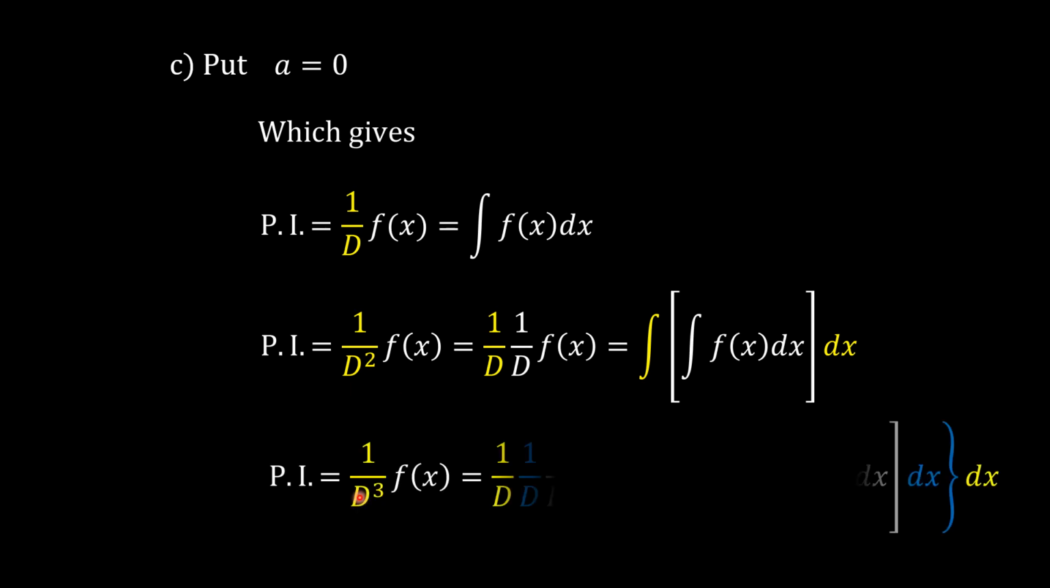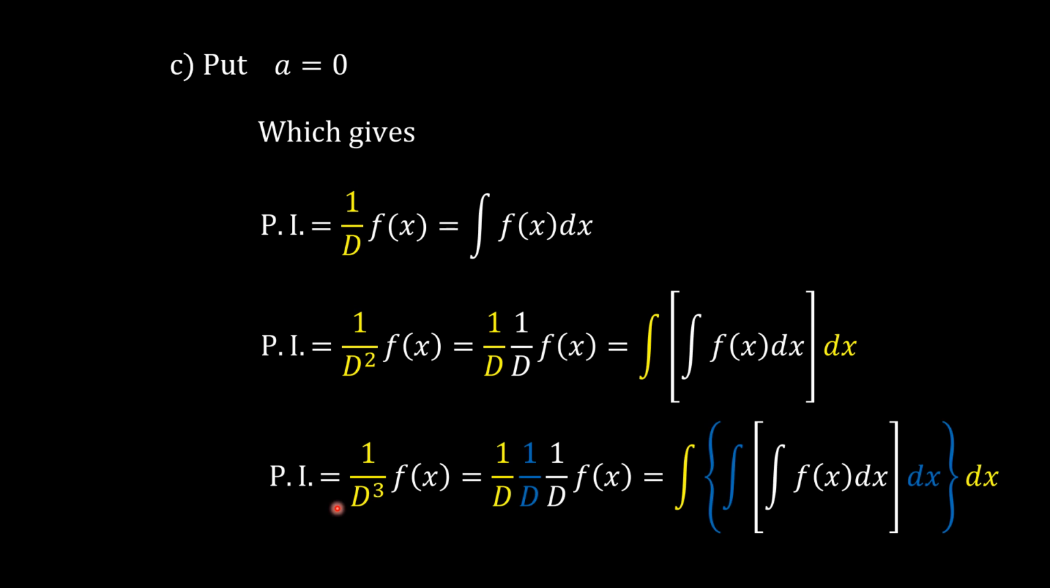In the same way, the particular integral 1 upon D cube of f of x means we have to integrate this f of x 3 times like this. So clearly, if we follow this color code, we will easily evaluate this particular integral.